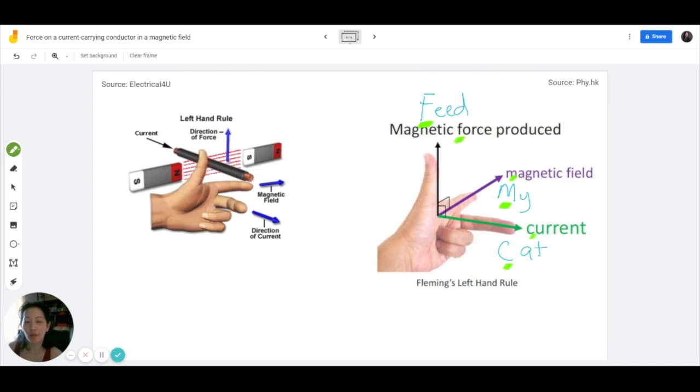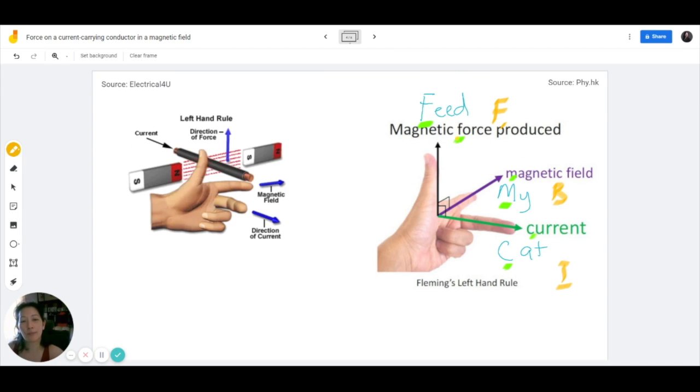Now, of course, you don't have to use my mnemonic here. You can always come up with your own. It doesn't matter as long as you remember what the thumb and fingers represent correctly. Here's another way. If you don't want to feed my cat, you can also use FBI. How it works is similar.